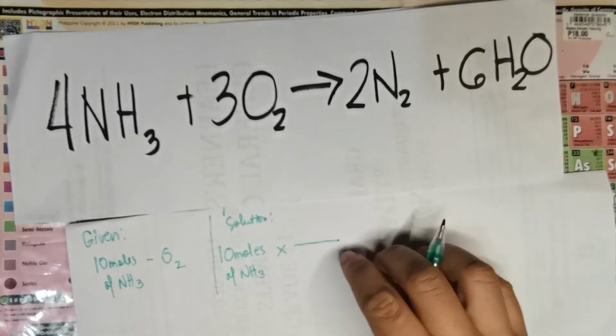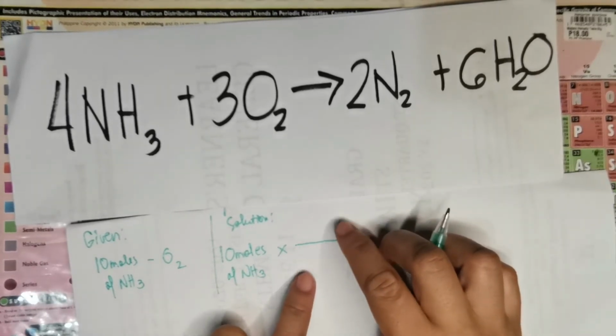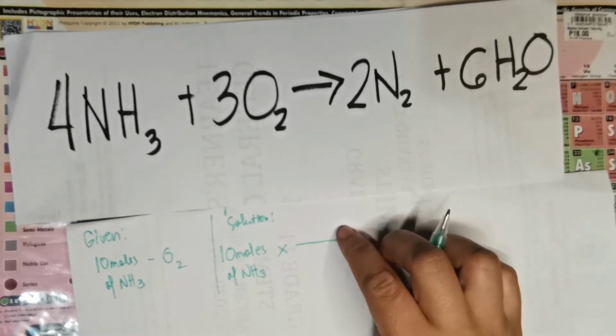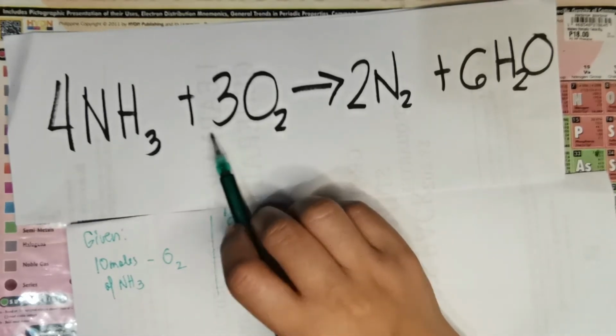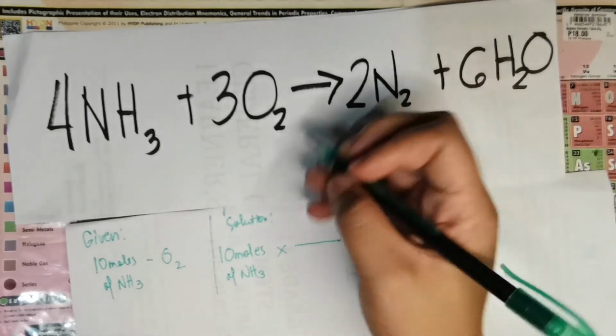Multiply. So, ang ilalagay natin sa taas? Ang ilalagay natin sa taas yung hinahanap natin para mag-react. So, ang hinahanap natin ay oxygen or how many grams of oxygen kasi. So, oxygen, look at your equation. So, ang oxygen natin is 3O2.